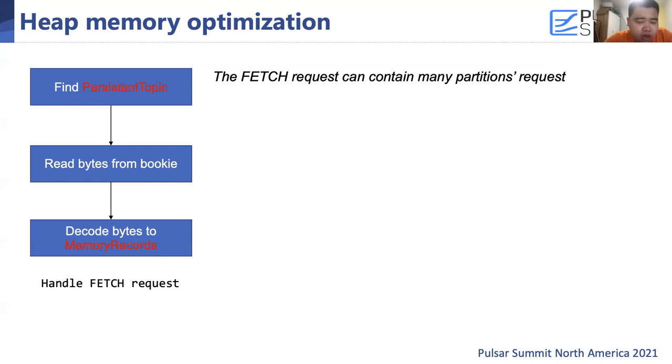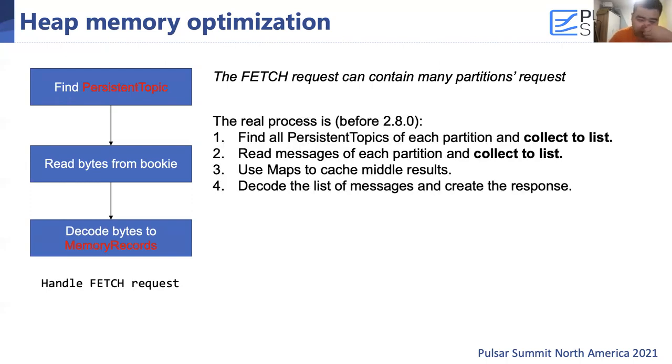Let's see the fetch request handler. First, we need to find the partition topic, and then we read bytes from the bookie. Finally, we decode bytes to memory records. However, a fetch request can contain many partitions. So before 2.8.0, it will first find all partition topics and collect them to a list. Then read the messages of each partition and collect them to a list.